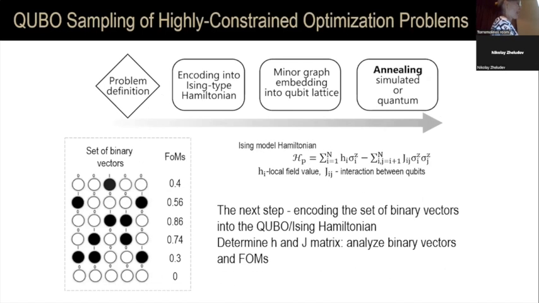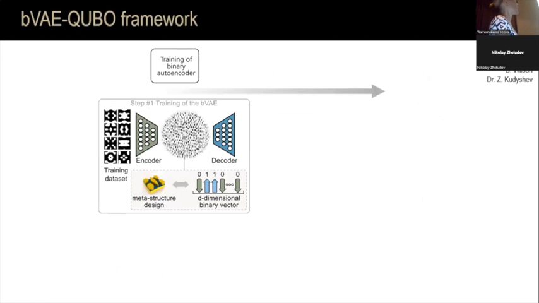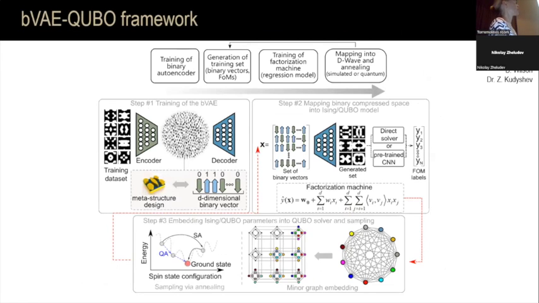I will be happy to chat about it later on how we really encode this set of binary vectors into this QUBO or Ising Hamiltonian. But I will just show the whole process. So this is our stellar student, Blake Wilson, who is behind playing around with the D-Wave machine.